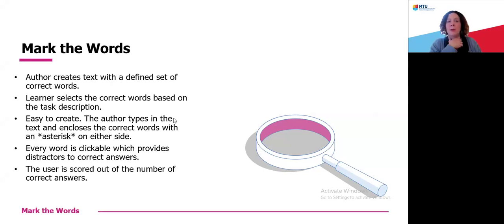So first of all, mark the words. With this example, the author creates the text with a defined set of correct words, and the learner selects the correct words based on the task description. Now, this is another easy one to create, and the author types in the text and then encloses the correct words that the learner has to choose with an asterisk on either side. Every word is clickable, so when the learner looks at it, it's not obvious which is the correct answer, because they could click on any of the words and they could be wrong, and the user is scored then out of the number of correct answers. So that's mark the words.